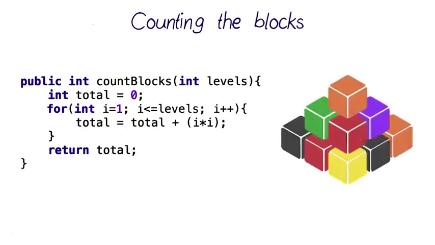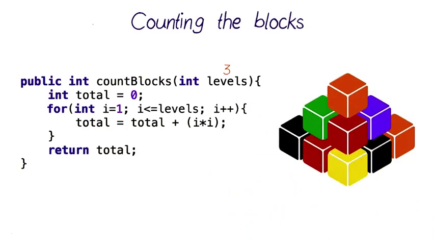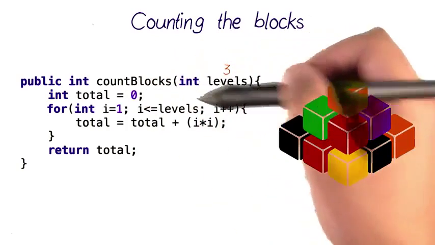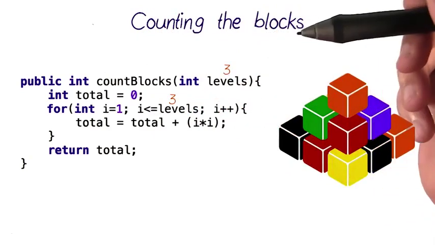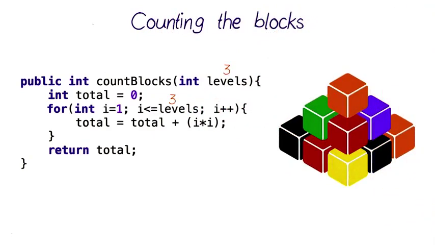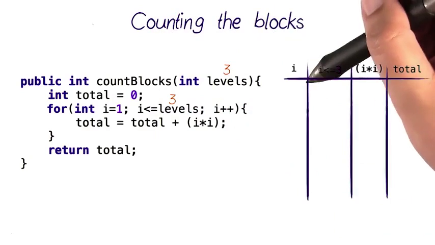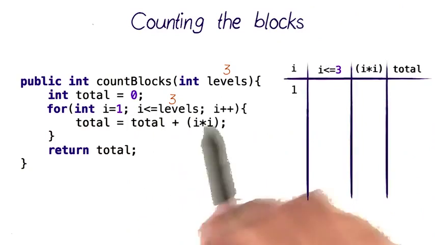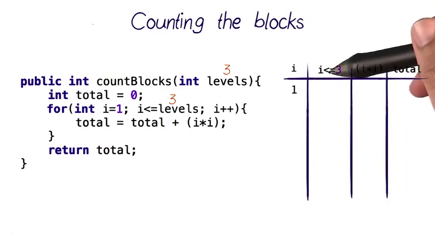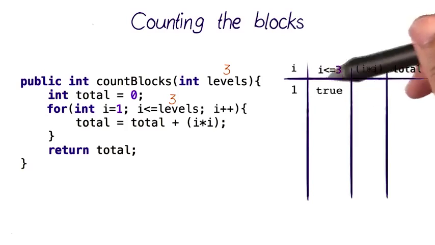Let's test it out for a 3-level pyramid, which means our input variable levels here is going to be 3. Total is initialized to 0, and our loop goes from 1 to levels, which happens to be 3. Now let's keep track of every variable we have as we go through the loop. I starts at 1, and then we check this condition: if I is less than or equal to levels, which is basically if I is less than or equal to 3, and that is true because I is still 1.